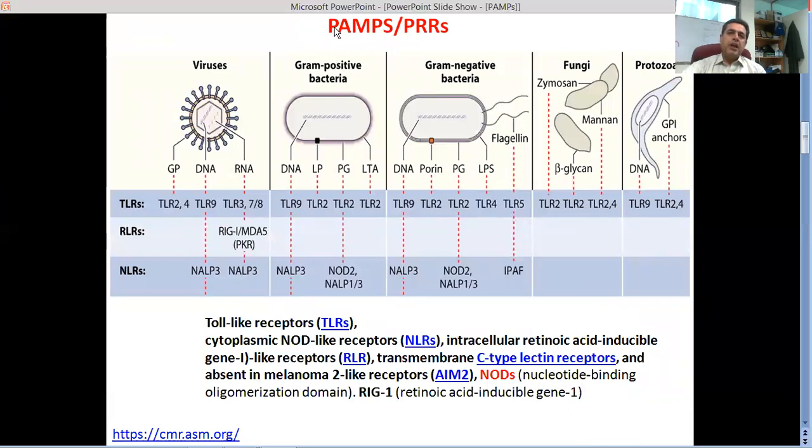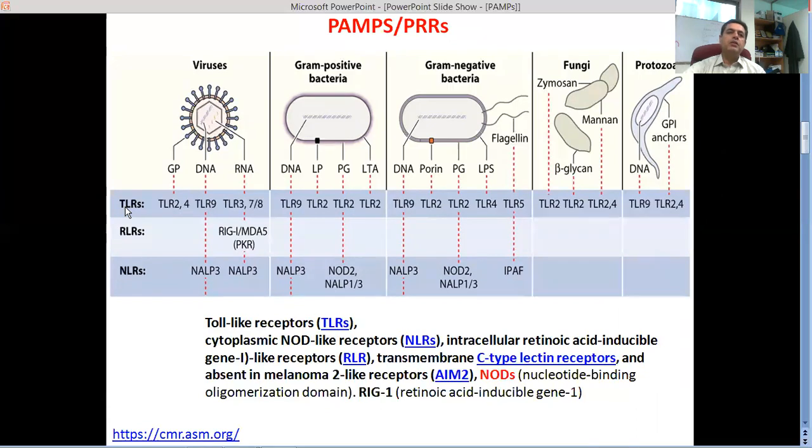How are these PAMPs recognized by cells of the innate immune system? The PAMPs are recognized with the help of pathogen recognition receptors, and we call them PRRs. For instance, the PAMPs on the viruses, as I told you, are these glycoproteins or the DNA and RNA. So what are the recognition receptors on the surfaces of the immune cells?